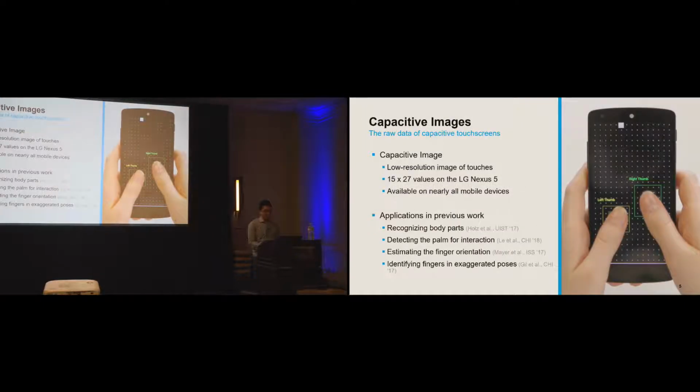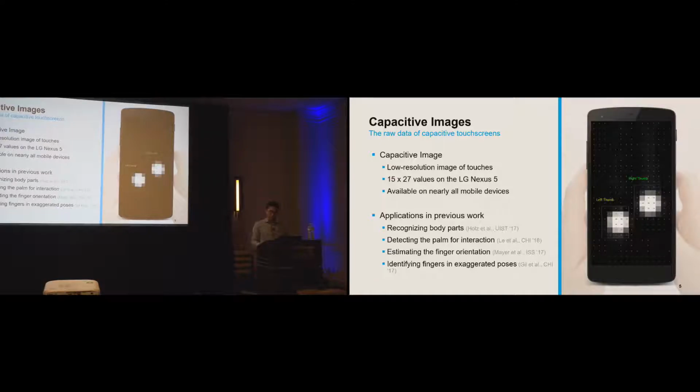In contrast to these approaches, we use the raw measurements of capacitive touchscreens to identify fingers such as the left and the right thumb. A visualization of these measurements is often referred to as a capacitive image and basically looks like this. A capacitive image is a low-resolution fingerprint of the touch and is available on all mobile devices that feature a mutual capacitive touchscreen. The Nexus 5 is often used as a reference device in literature and provides basically a 27 by 15 pixels image on a 5-inch screen.